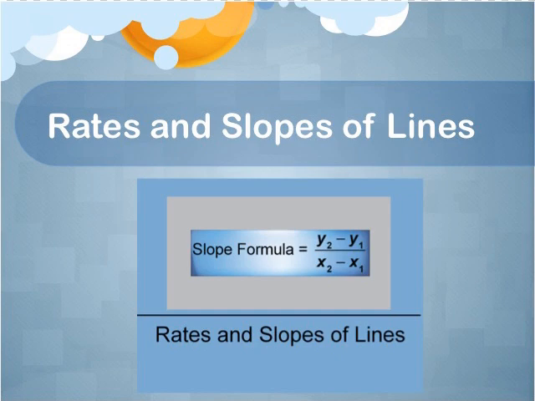Rates can be used to generate data sets, and these data sets can be graphed as coordinates or lines. For linear functions, another way of thinking of rate is as the slope of the line. In this video, we'll look at examples of graphs of linear functions from which we can calculate the rate of change using the slope formula. Let's start with an example.